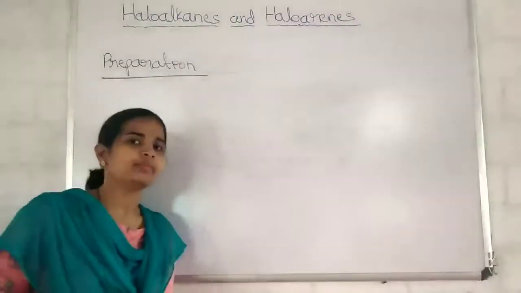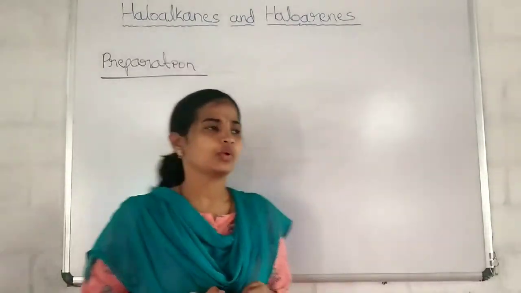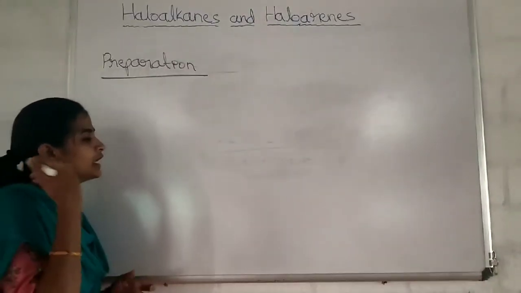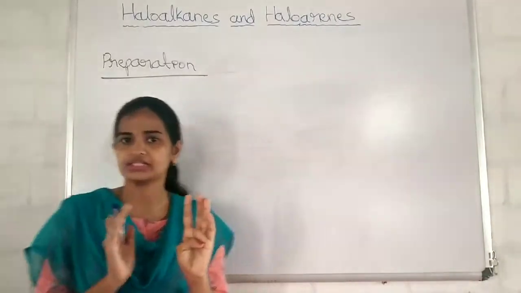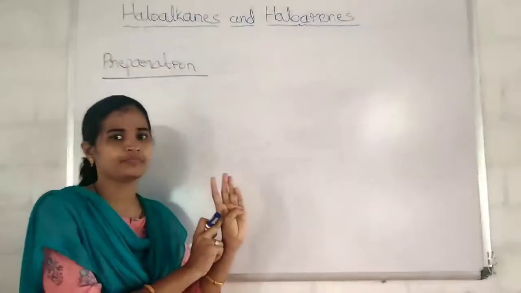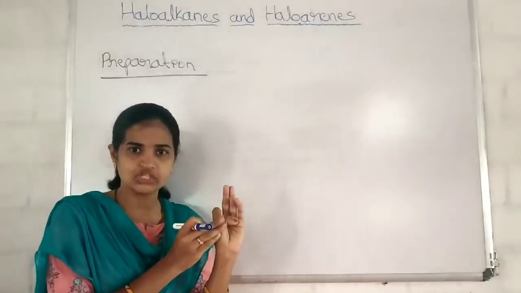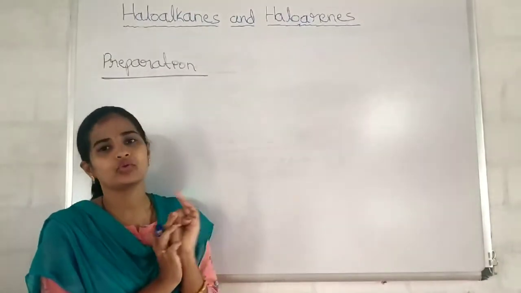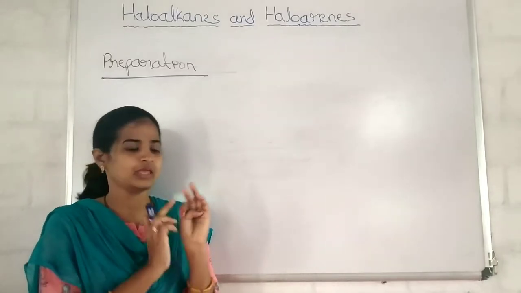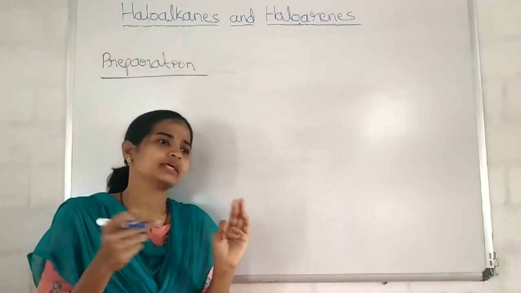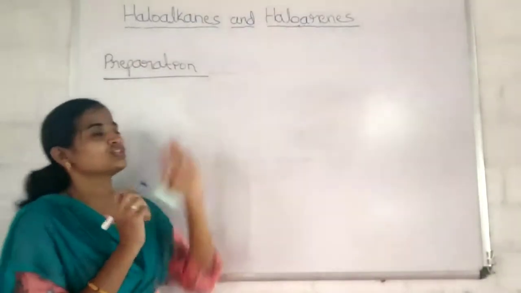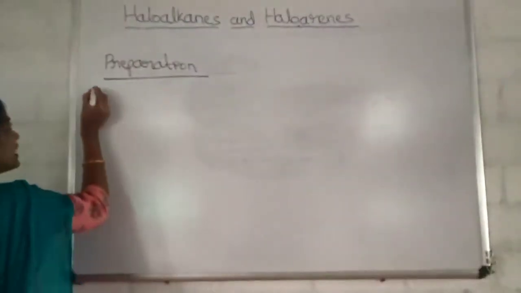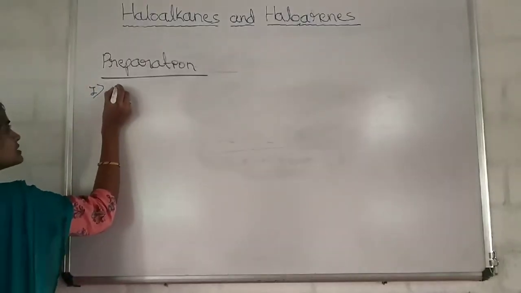Haloalkanes and haloarenes can be prepared by three methods which are given in your syllabus. The first method is by using alcohols, or by using the halogen exchange method, or by using hydrocarbons. Three methods are given. In hydrocarbons, there are again different methods; we'll study them later. First, we'll study the preparation of haloalkanes and haloarenes by using alcohols.